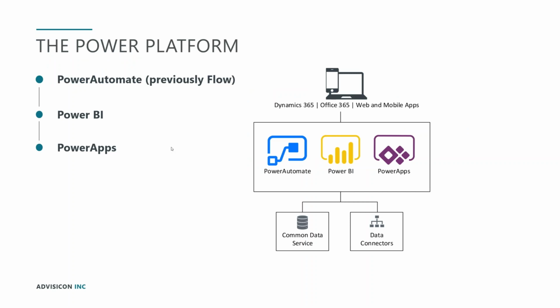The Power Platform is a collection of 3 of Microsoft's products: Power Automate, which was previously called Flow, Power BI, and PowerApps. The combination of these 3 tools allows businesses to work with data from many different sources and gives them the ability to quickly create business applications that tie their systems and data together.